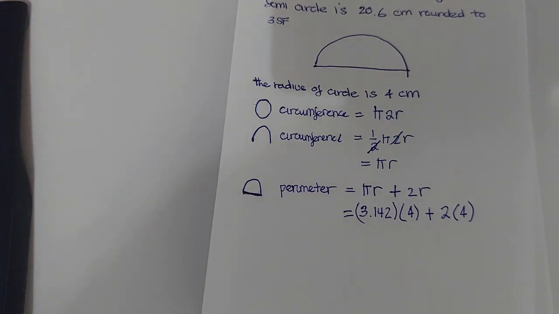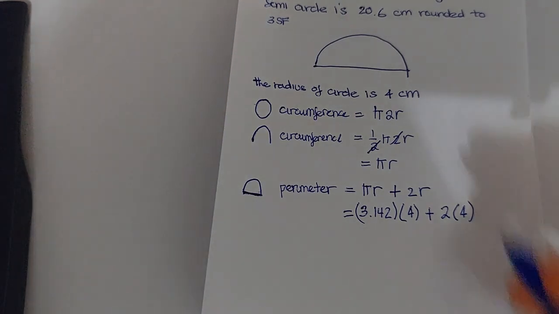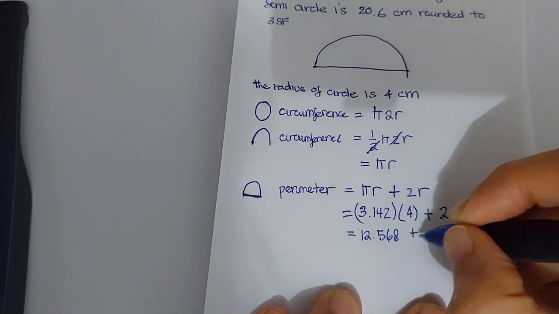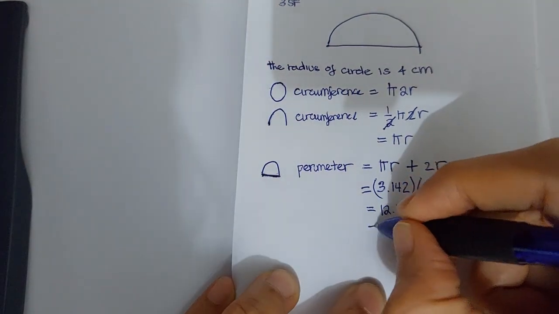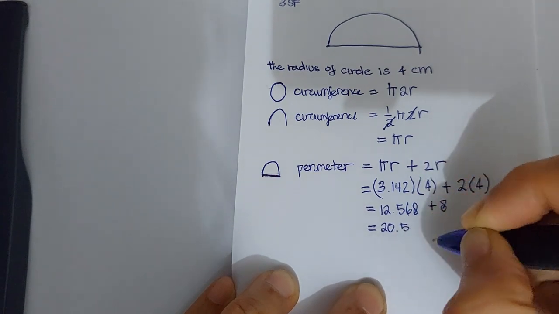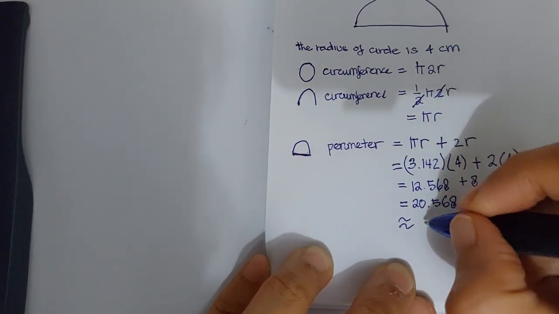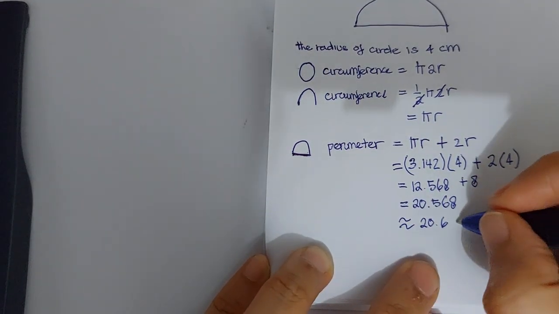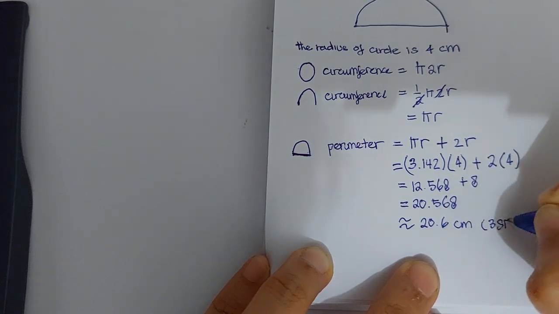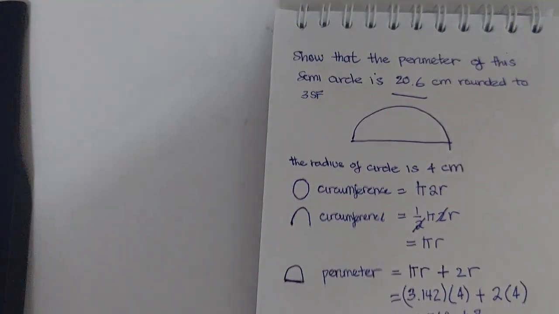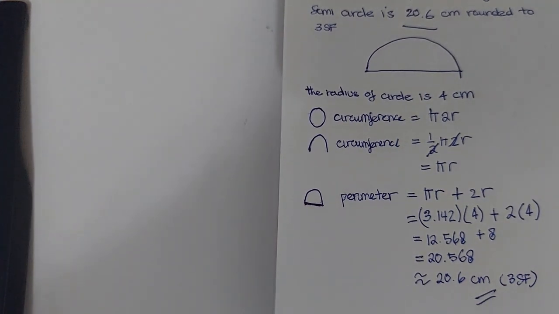3.142 times 4, it will be, wow. Okay, 12.568, correct? 12.568, and then plus it with 8. So that one will give you 20.568, and then being rounded to 3 significant figures, so it becomes 20.6 centimeter. Well, proven guys, it's 20.6 centimeter when you round the number to three significant figures. Bravo.